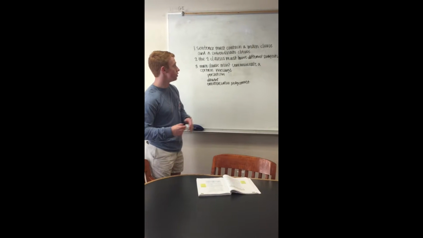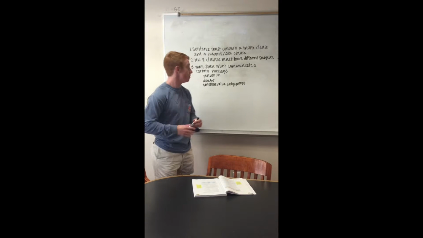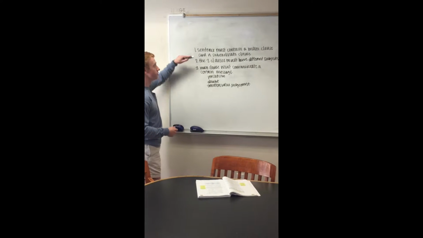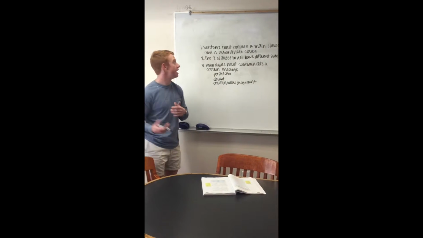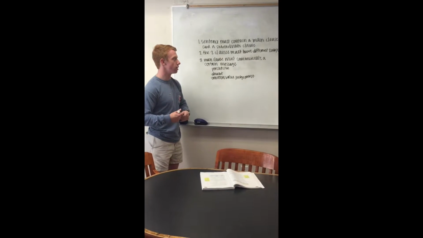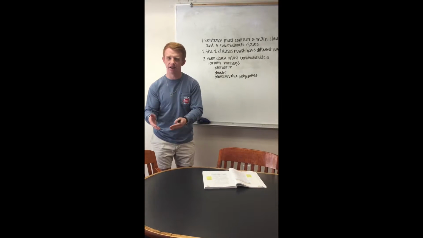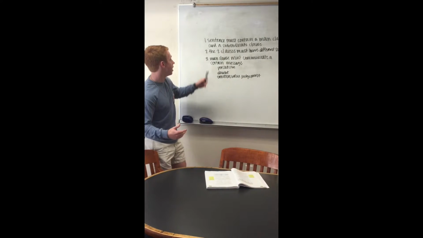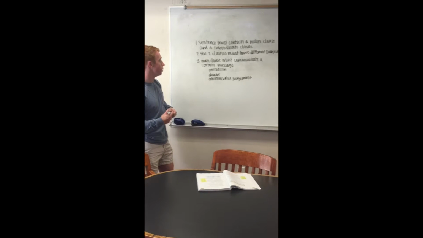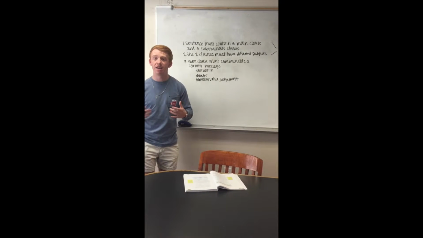So, in order to use the subjunctive, 3 conditions must be met. So let's start with the first one. The sentence must contain a main clause and a subordinate clause. Essentially, a clause has to have both a subject and a verb in it. And with that, we go on to the second requirement, which is that the 2 clauses must have different subjects.